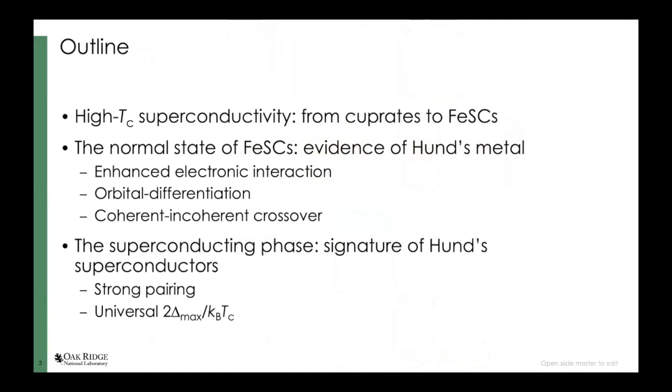Since this is a superconductivity session, I think it's always good to start from the cuprates and try to build a connection from the cuprates to iron-based superconductors. The second part, I'm going to talk about evidence of Hund's metal, meaning I'm going to focus on the normal state of iron-based superconductors. I'm going to show experimental evidence of enhanced electronic interaction, orbital differentiation, and coherent-incoherent crossover. The last part, going to be the main part of course, is the superconducting phase, meaning how Hund's metal really affects superconductivity in iron-based superconductors in particular.